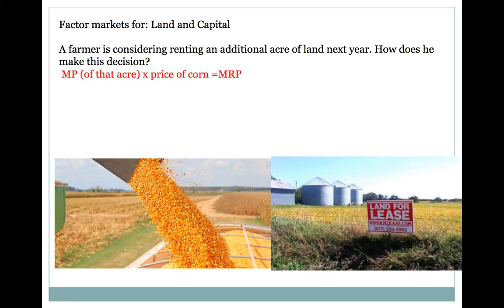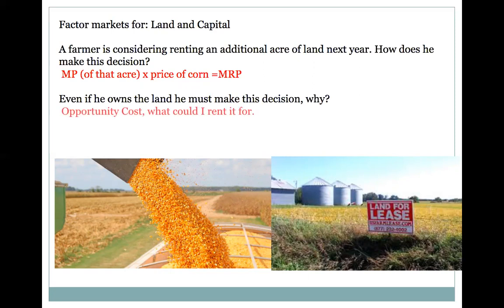So again, the demand for the land is the marginal product of that acre times the price of that corn, which equals the marginal revenue product, which is the demand for the land. So it works just like demand for labor. We're thinking of the productivity of the acre of land. Even if a farmer owns the land, he's still making this decision. Why? If I own the land, there's an opportunity cost. I could rent it. What could I rent it for? So that would factor into his decision.